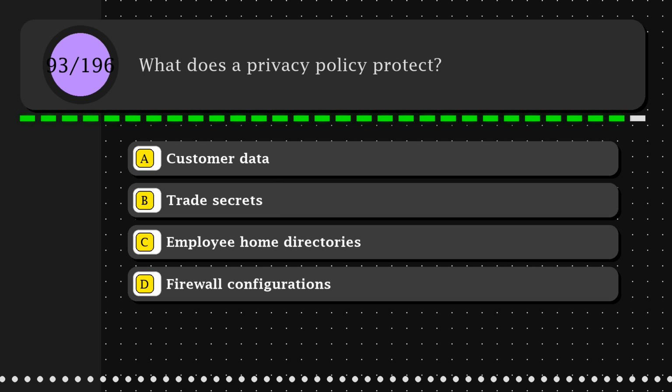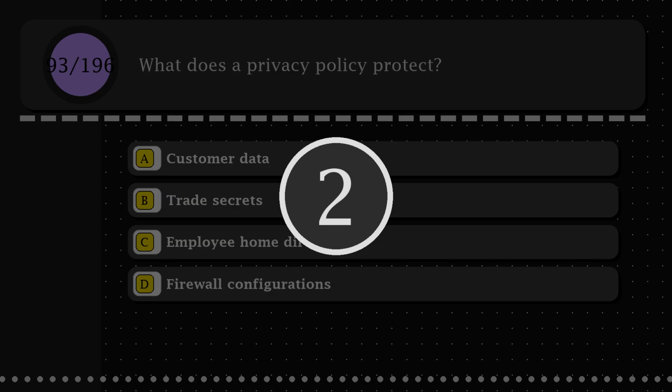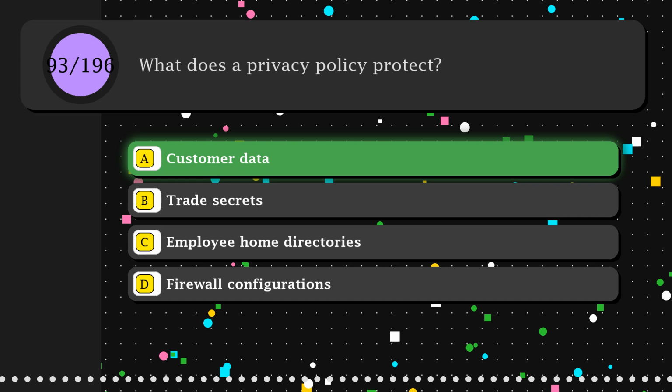Question 93. What does a privacy policy protect? Option A, customer data. Option B, trade secrets. Option C, employee home directories. Option D, firewall configurations. The correct answer is option A, customer data.